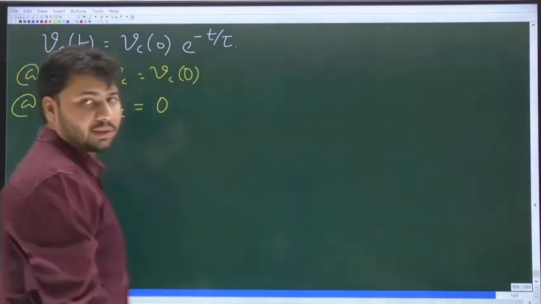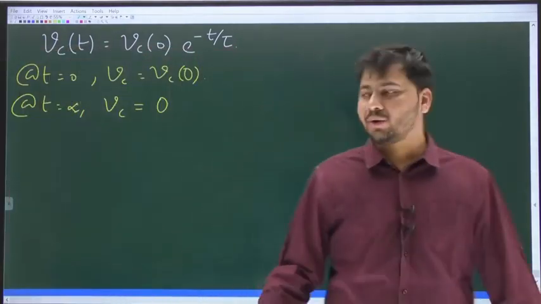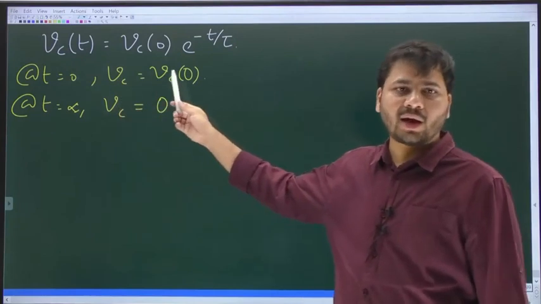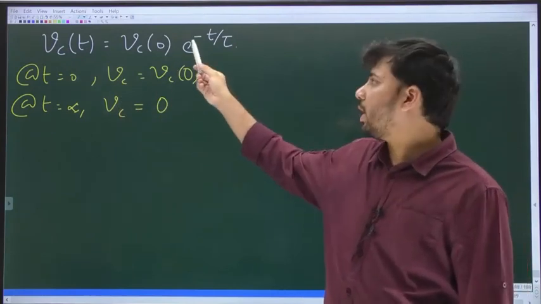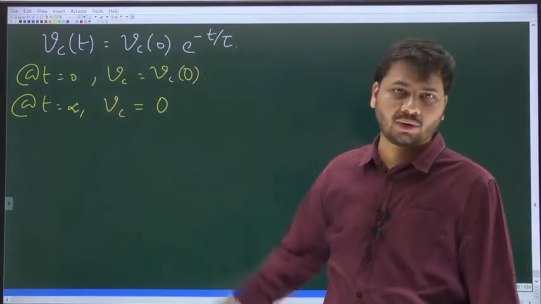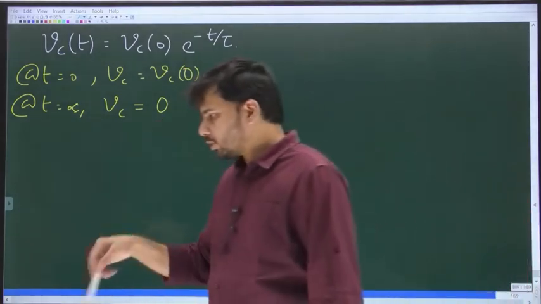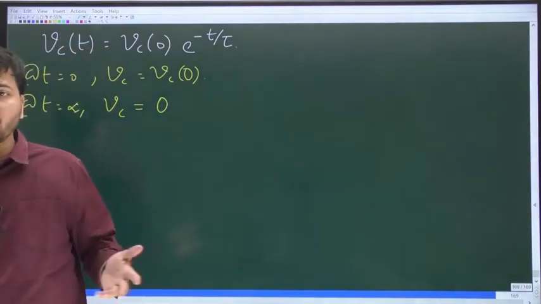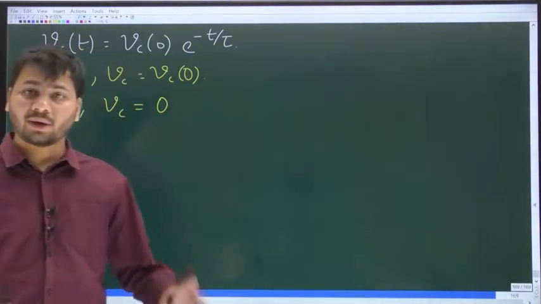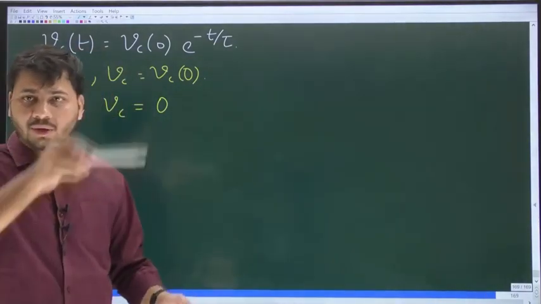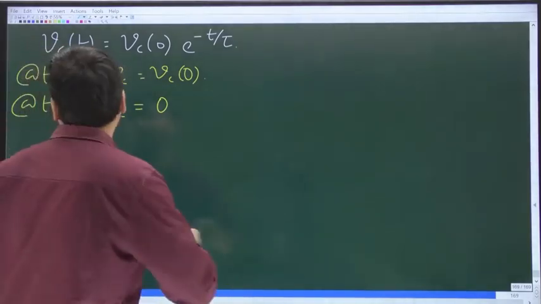So what is happening in this circuit? As we already know, the value of Vc, starting from its initial value, will exponentially decay to 0 because the cap is getting discharged through the resistor. The voltage across the cap will exponentially decay from its initial value of 10 volts, that is Vc of 0, to 0.